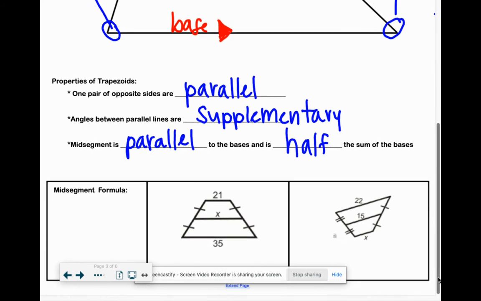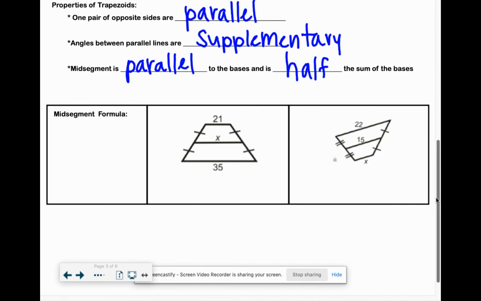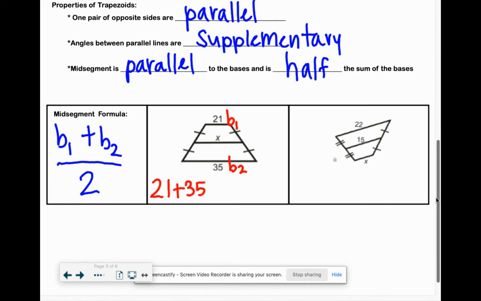So if we do these bottom two examples here, we're looking for the mid-segment. We have a nice little formula that we can use. It's your base 1 plus your base 2, and then since we want half of it, we divide it by 2 in the end. On this first one, 21 would be our base 1, 35 would be our base 2. Now we just plug it in. So 21 plus 35 divided by 2.